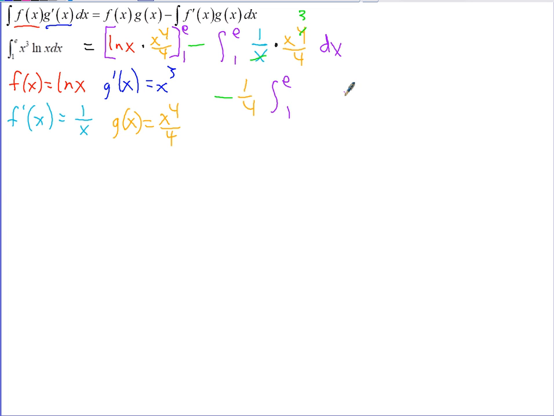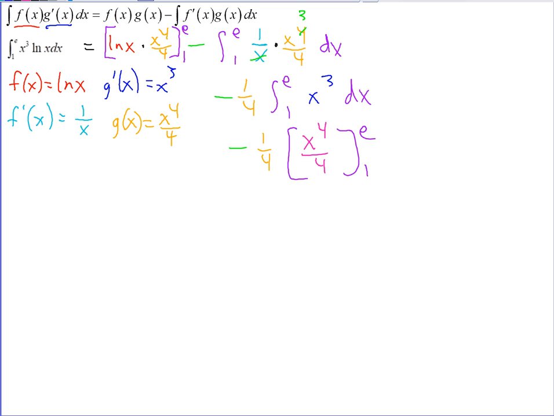From 1 to e. All that's left here is x cubed. Which now we can integrate, so we have negative 1/4 here. When you integrate x cubed, you get x to the fourth over 4.